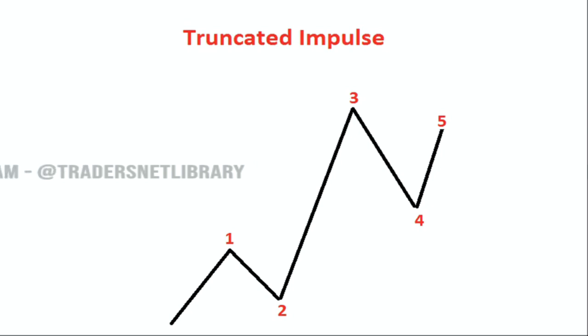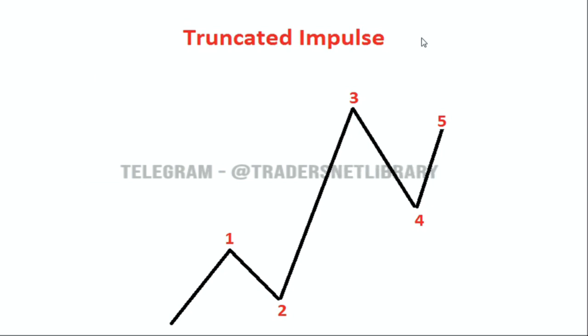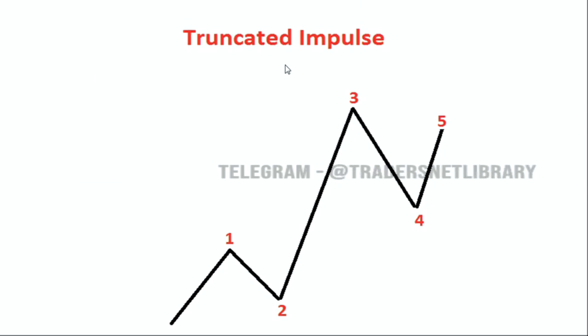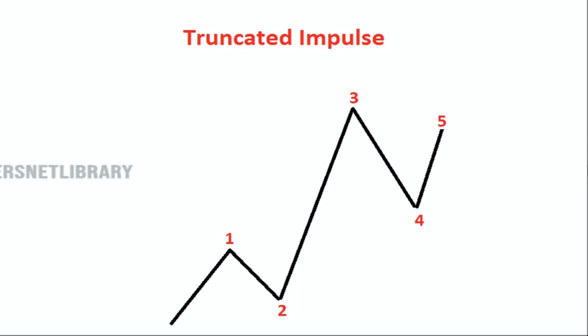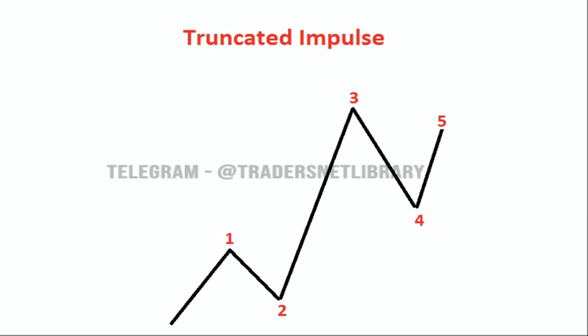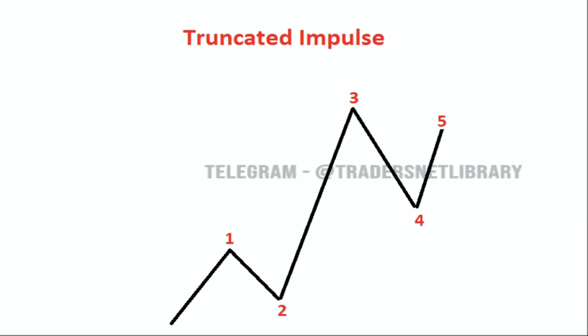Trending impulse pattern with 5 truncated. In this pattern, wave 1 consists of 5 subwaves. Wave 2 consists of 3 subwaves. Wave 3 consists of 5 subwaves. Wave 4 consists of 3 subwaves. Wave 5 consists of 5 subwaves. But wave 5 in this case cannot reach the top of wave 3, so the abbreviated name has been chosen for it.